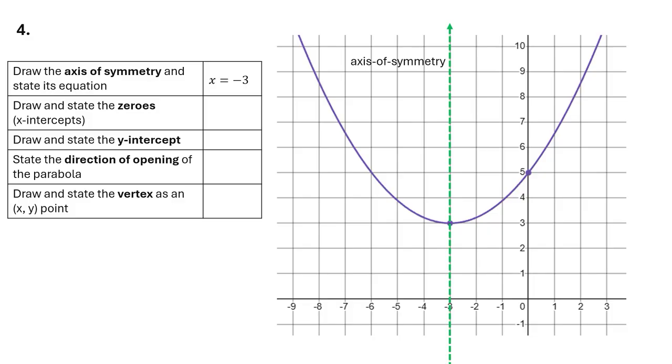Draw and state the zeros. At what point does this graph cross the x-axis? Well, it doesn't. At no point does this graph cross the x-axis. So there are no x-intercepts. The y-intercept is right here at 5. We can write that in. The direction of opening, it opens up. And the vertex is right here at the point -3, 3.